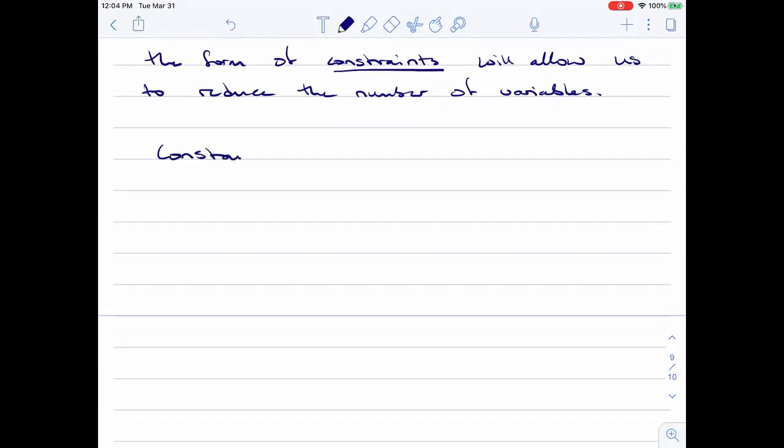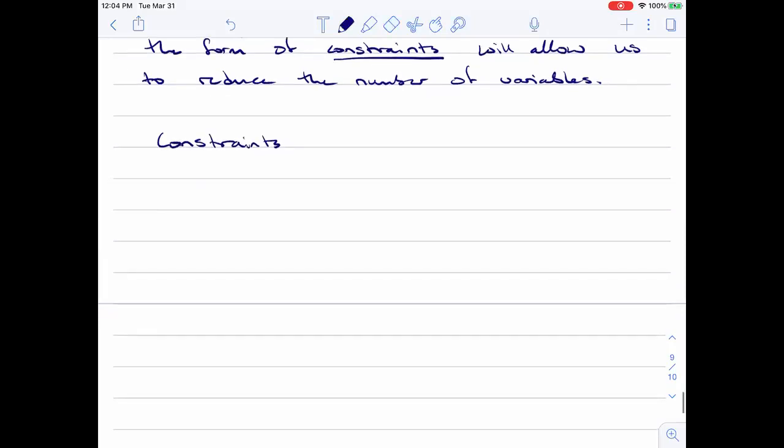Constraints are criteria that our solution must satisfy.